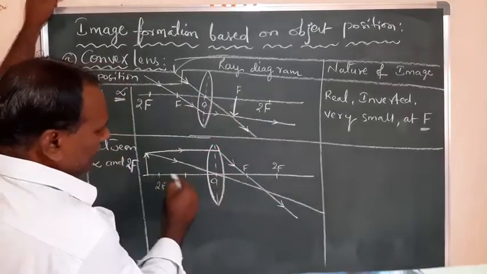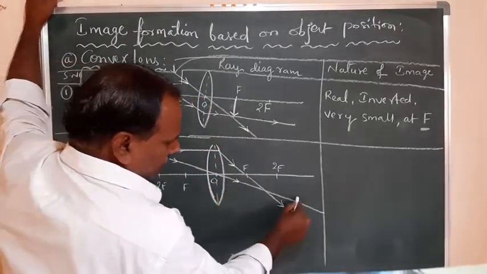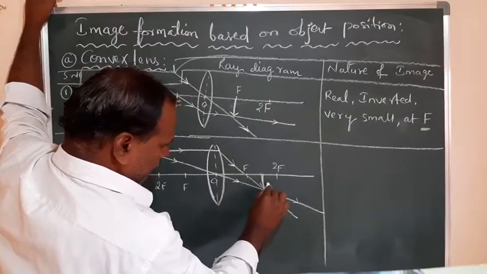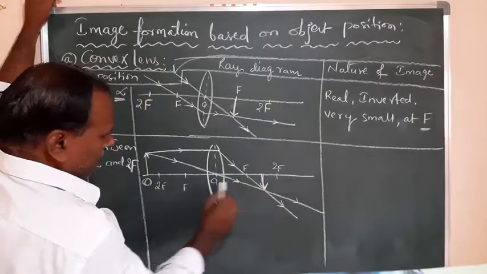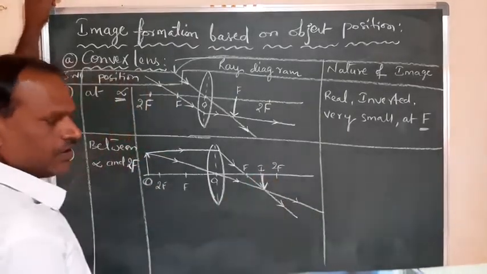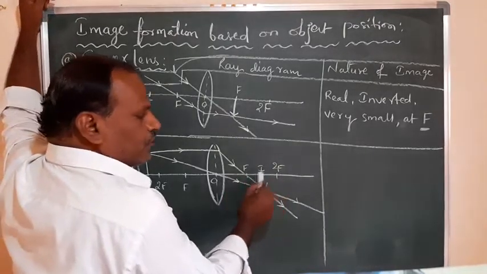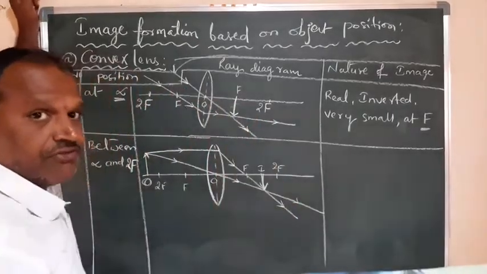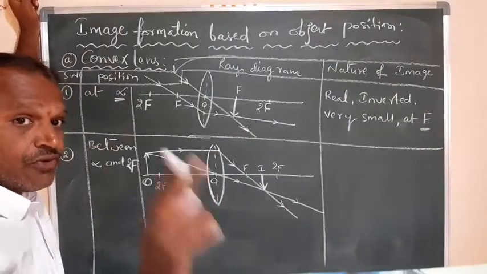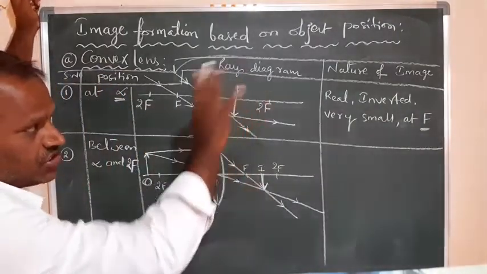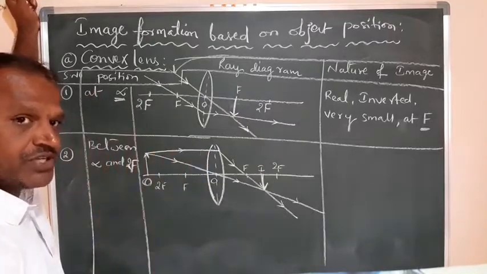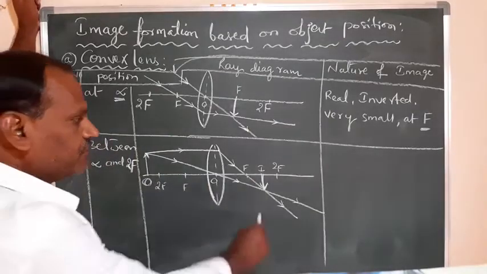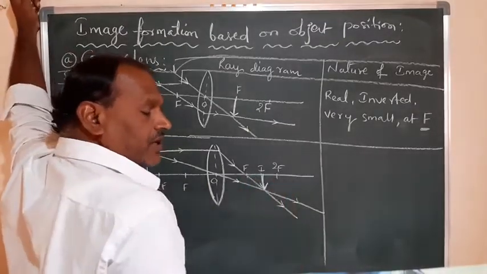Where this ray and the first one intersect, there the image is formed. This is the object, and this is the image you have here. The image is formed between f and 2f, right? The first case, where the object is at infinity, the image is formed at the focus. Whenever the object is at infinity, you always get the image at the focus, irrespective of the lens, but the nature may be different. But it will always form at the focus only. So if the object is between 2f and infinity, the image is formed between f and 2f.